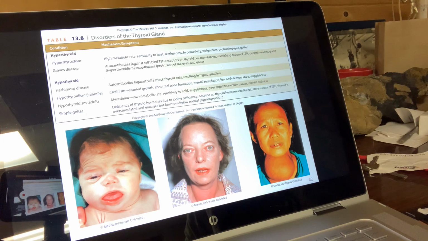The other process involving the thyroid is hypothyroidism. Hypothyroidism means underactivated thyroid. Underactivated thyroid also has a common autoimmune cause called Hashimoto's disease, where antibodies actually attack the thyroid follicle cells, so they do not release thyroid hormone, resulting in hypothyroidism.